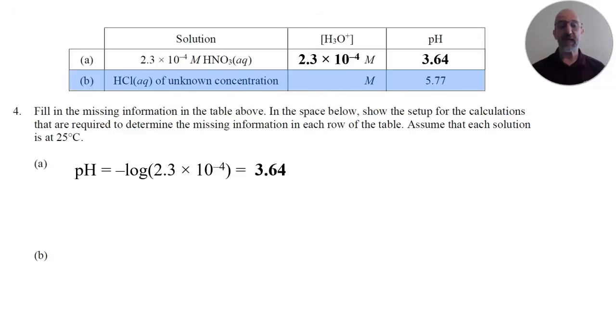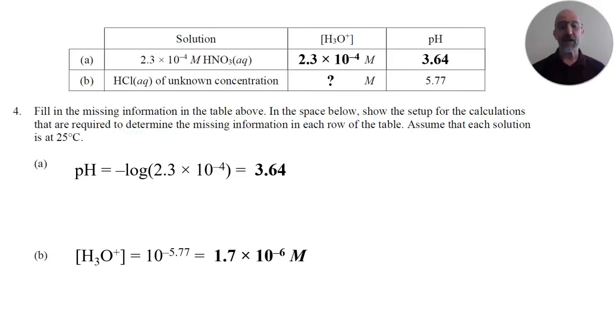Now, with row B of the table, we don't know the concentration of the hydrochloric acid, but we are given the pH. So now it's going to be 10 to the minus 5.77, and then that number, 10 to the minus 5.77 on my calculator, is not only the concentration of the hydronium ion, but that is also the concentration of the HCl. So 1.7 times 10 to the negative 6 molar is the concentration of the hydronium ion. Well, now that that table is complete, let's go ahead and move on to our next question in the packet.